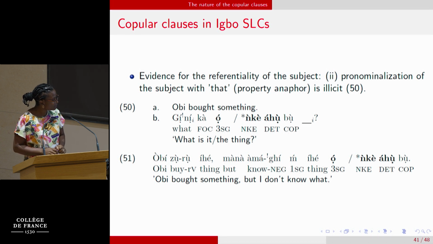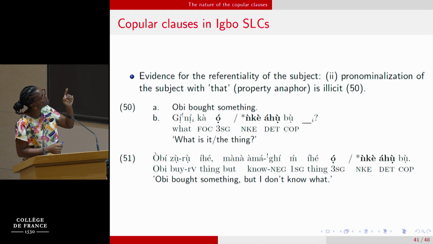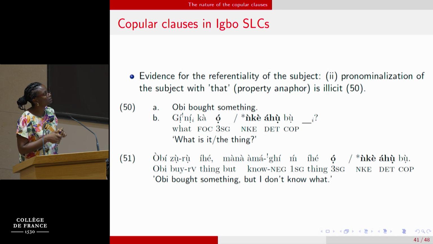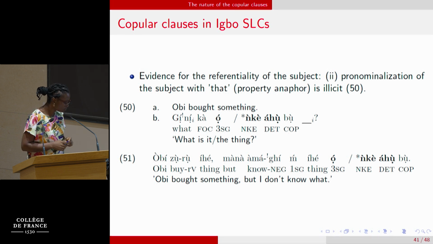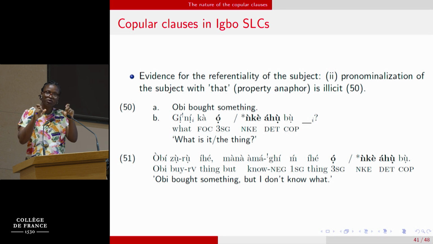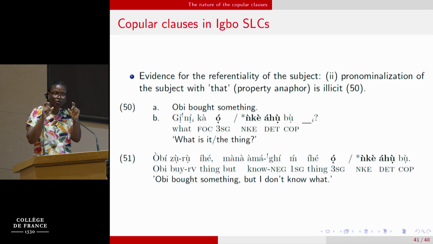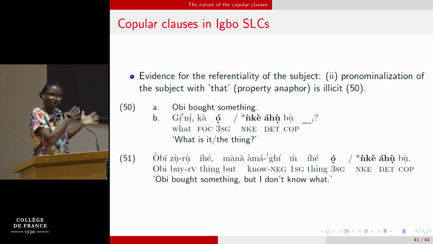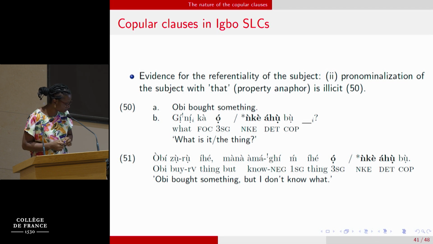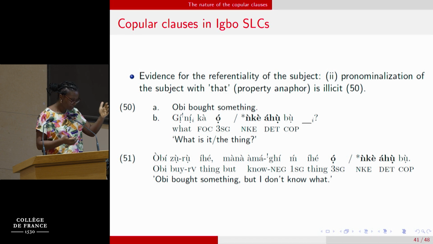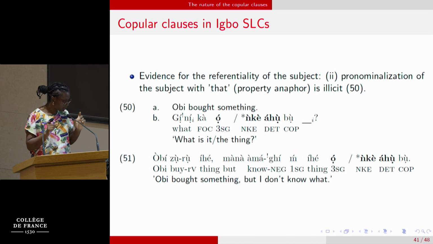The same thing also holds for the cases of the embedded sluicing-like construction. And the second evidence is that of pronominalization of the subject with "that", which has been argued to be a property anaphor. For this, "that" will only be found in the cases of specificational copular clauses, where we have a less referential DP in the initial, pre-copular position. But this example shows you that in both cases, matrix and embedded sluicing-like construction, having "that", the pronominal anaphor, is bad.